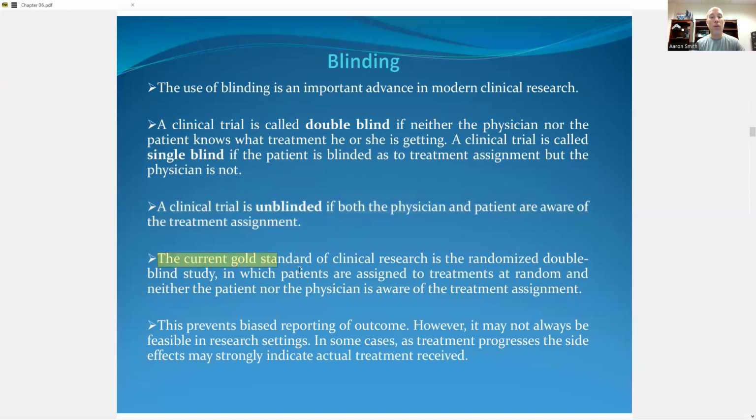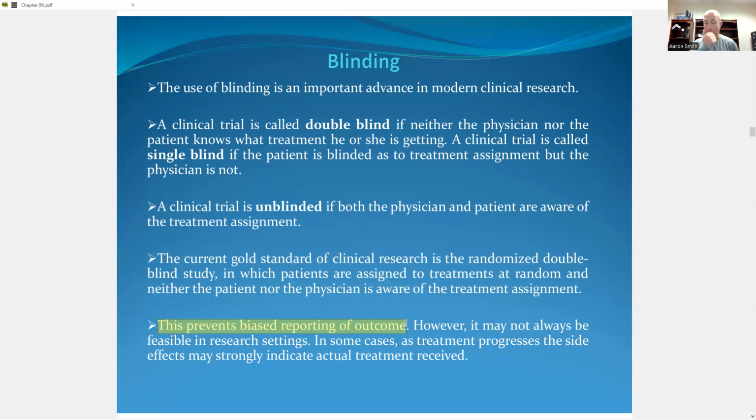The current gold standard in clinical research is the randomized double-blind study, in which patients are assigned to treatments at random and neither the patient nor the physician is aware of the treatment assignment. This prevents biased reporting of outcomes. However, it may not always be feasible in research settings. As treatment progresses, the side effects may strongly indicate the actual treatment received.